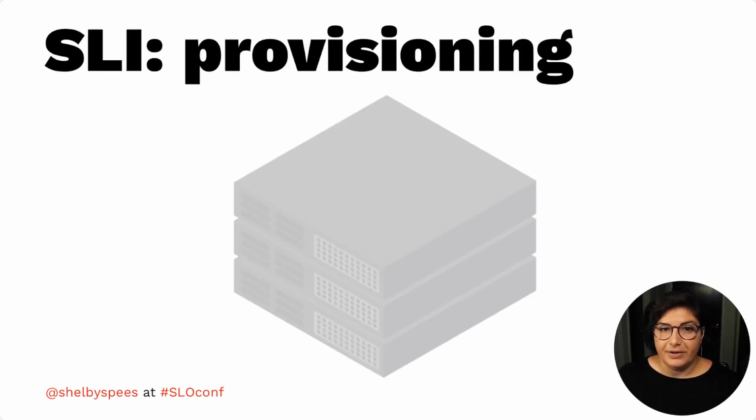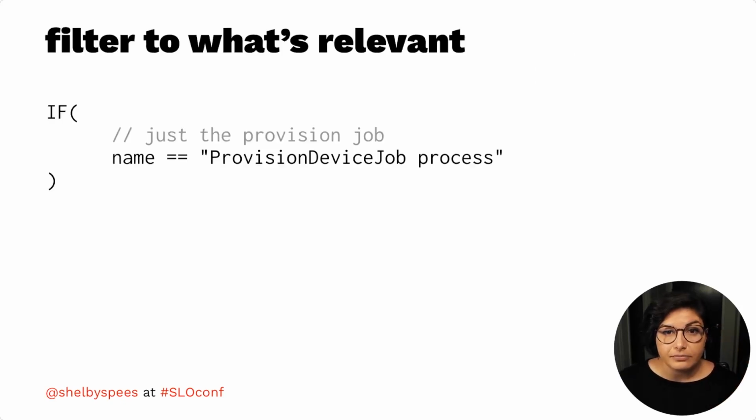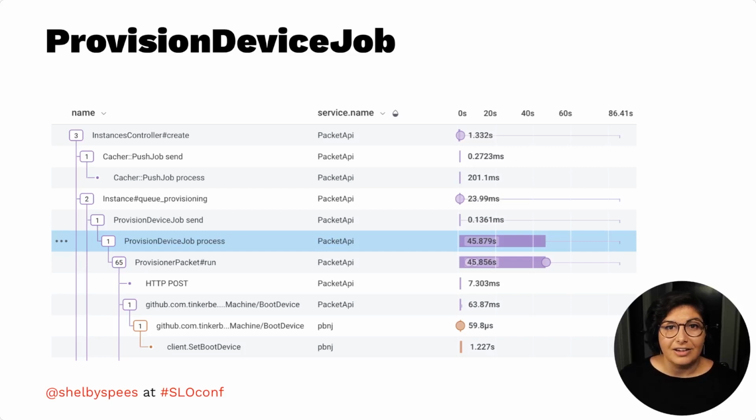Provisioning is our bread and butter at Equinix Metal. So we've been doing a lot of work to instrument and measure the bare metal provisioning process. Our provisions are orchestrated by a background job called provision device job. And here's what that looks like in a trace. This provision device job is our best proxy for the end-to-end provisioning process.